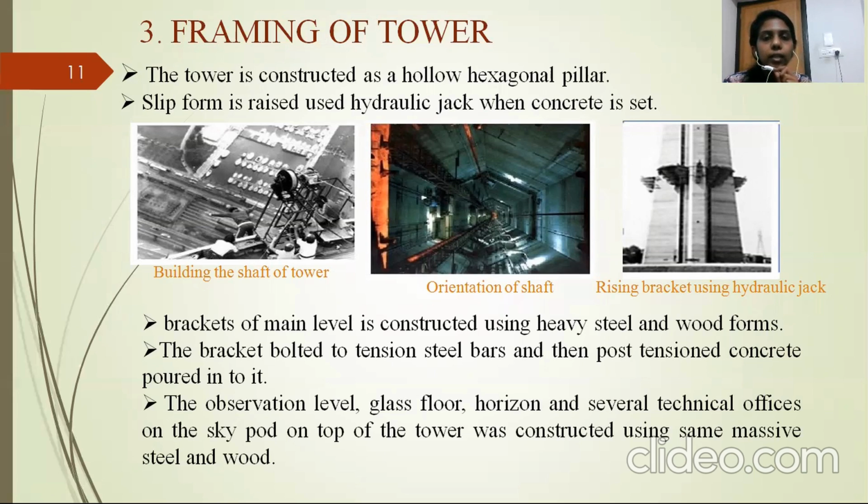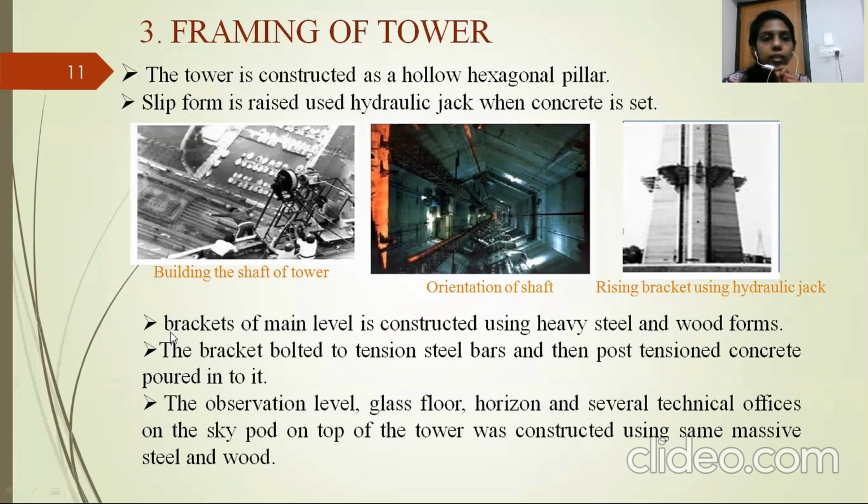Then another part of the tower is the main pod or sky pod. The sky pod consists of the observation level, glass floor, horizontal levels and several technical offices. These parts were constructed using heavy steel and wood forms. The brackets of the main level are constructed using heavy steel and wood forms, and these brackets are bolted to the tension steel bars, and then post-tensioned concrete is poured into it. This bracket is also raised using hydraulic jacks as shown in the figure.